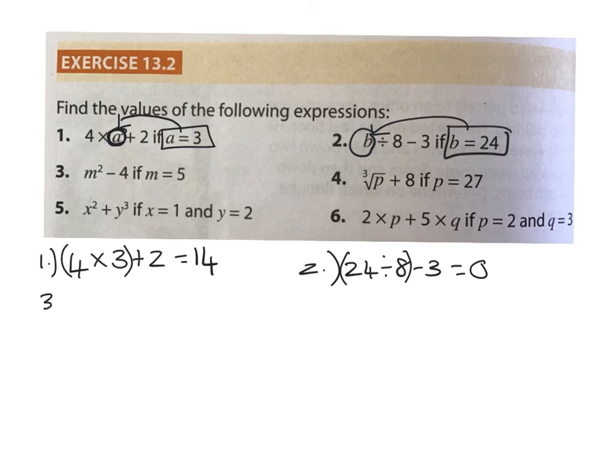Number 3. M. Now you need to look. When I take 5 and replace the m with a 5, the square remains there. So now I'm going to work out 5 squared minus 4. What is 5 times 5? That's 25 minus 4. So that's giving me 21.